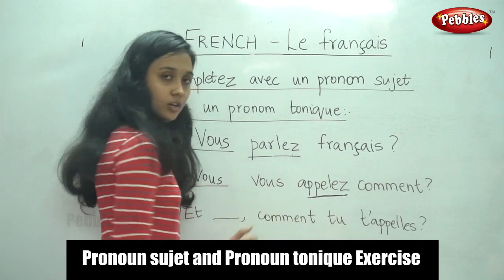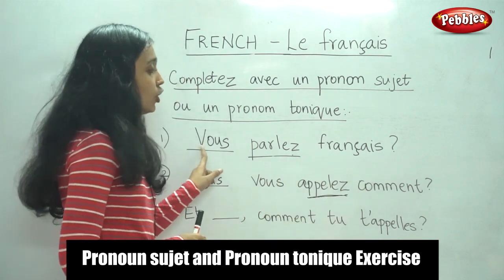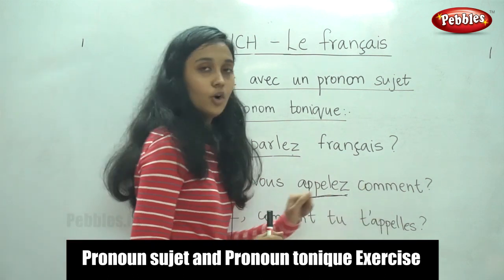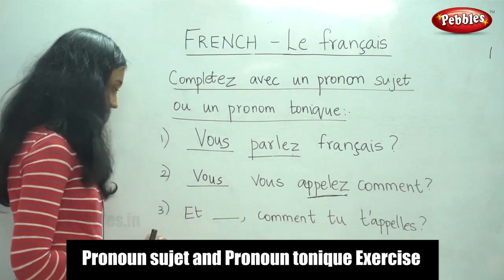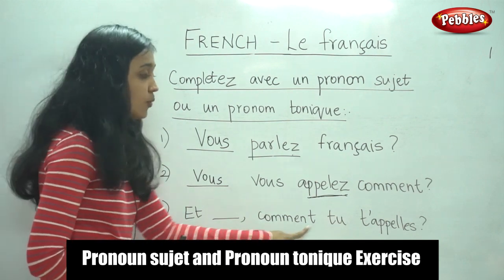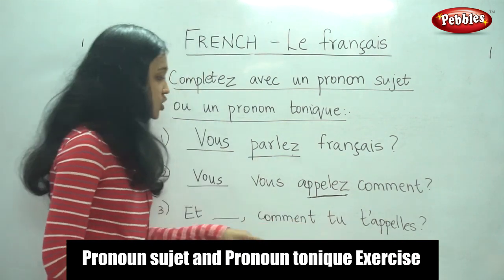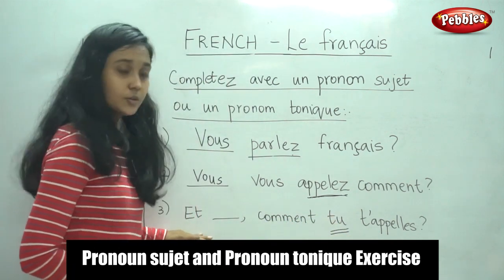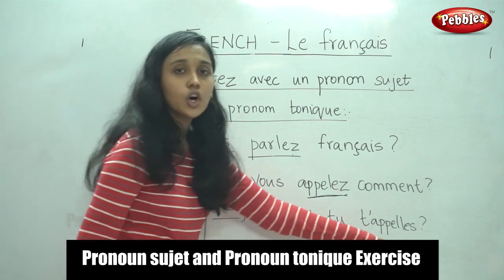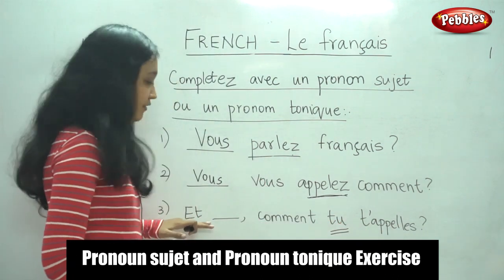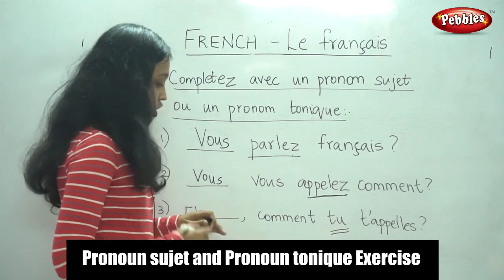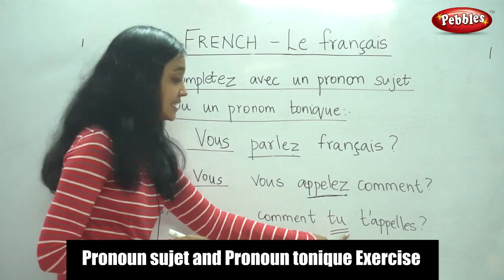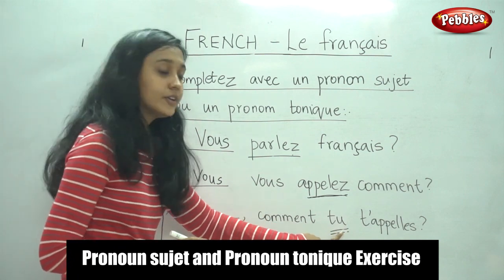Vous appelez comment? So, the first sentence is, vous parlez français? The second is, vous appelez comment? And the third sentence, a dash, comment tu t'appelles? So, here we have the word tu. So, you can understand the meaning is, what do you call yourself? And before that, we have a dash. So, what would come here? Here we have to fill in a pronom tonique. We have the clue here, it is tu. So, what is the pronom tonique for tu?